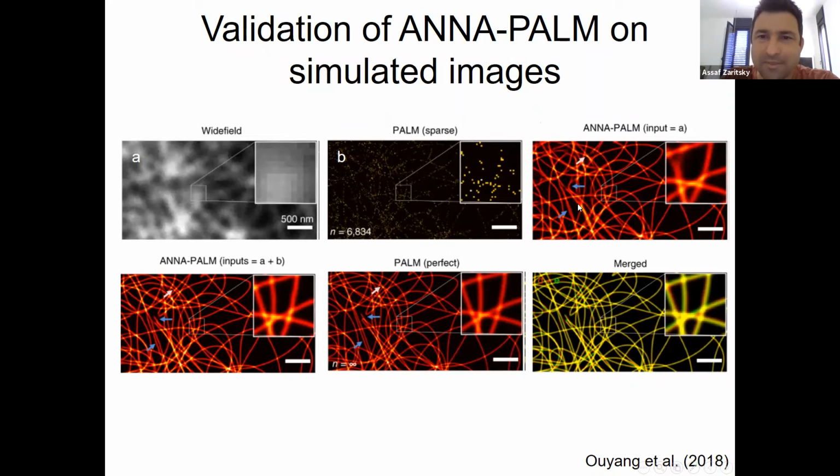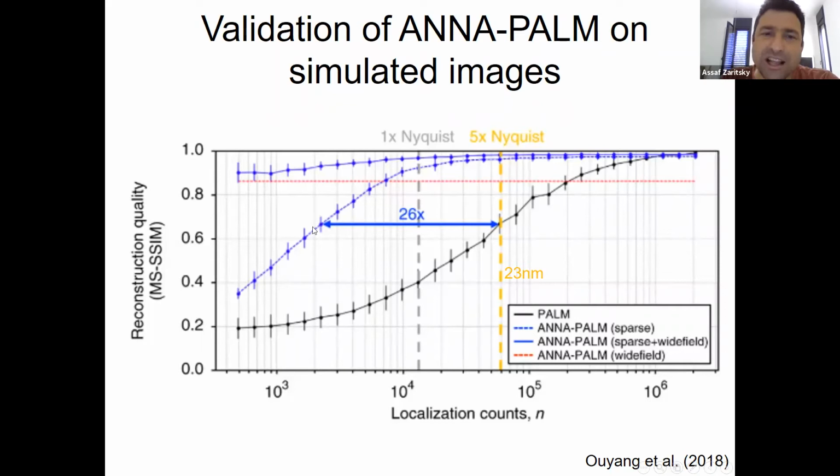Oh, electricity is back. So this is what we get here in the red line. In the blue dashed line, we can see what happens if we just take the sparse imaging. It starts pretty low, but then it grows much faster than just taking the PALM imaging. As you go to 10 to the fourth, 10,000 images, without the wide field image, you already get something very close to the perfect image. And when you take both the wide field and the time of the images, you start pretty high but you get higher.